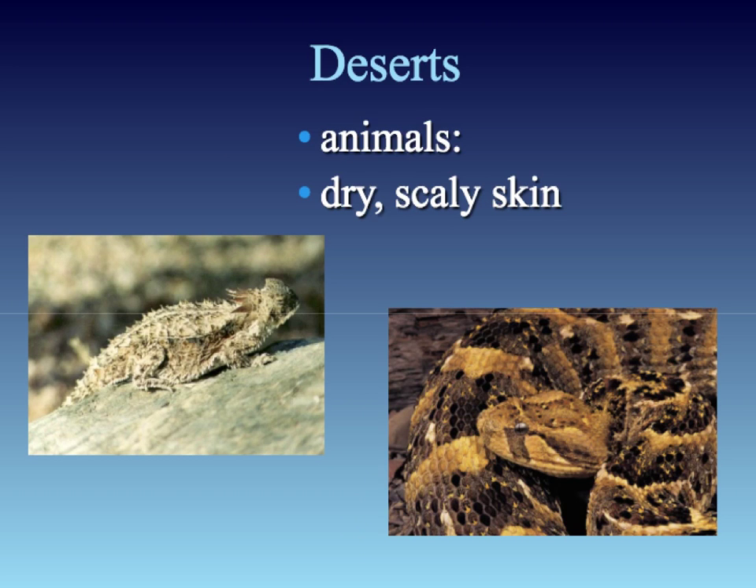The animals have dry, scaly skin. It would be very difficult for them to maintain moist skin because there's not a lot of water. And when you think about it, when you go to the beach, if you're wet, the sand tends to stick to you, but once your skin starts to dry off, it doesn't stick as much. So the dry, scaly skin is very useful to have in a desert. You really don't want to have any moist skin in the desert.